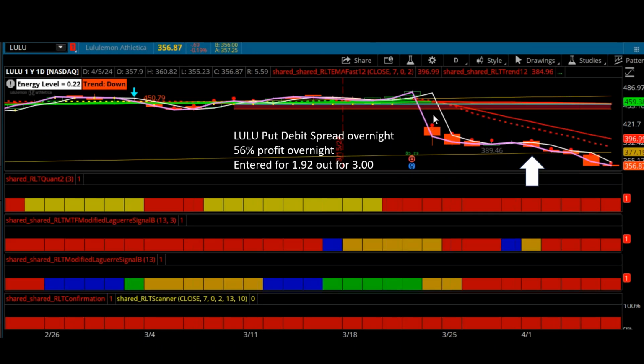Lulu, big gap down on earnings. We let it compress. We take it here as it goes from blue in the multi-time frame momentum. This is multi-time. This is current time frame. This is the daily. This is the 1, 3, and 9 day. You can see that it goes back to yellow. We take it right here, and we get out overnight. We just take it for one overnight, and we're out for 56% profit overnight on Lulu.